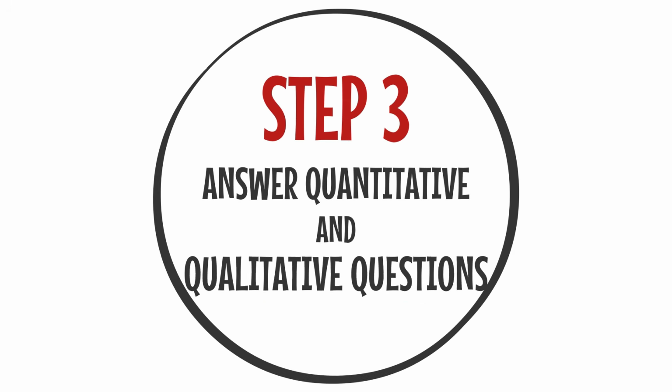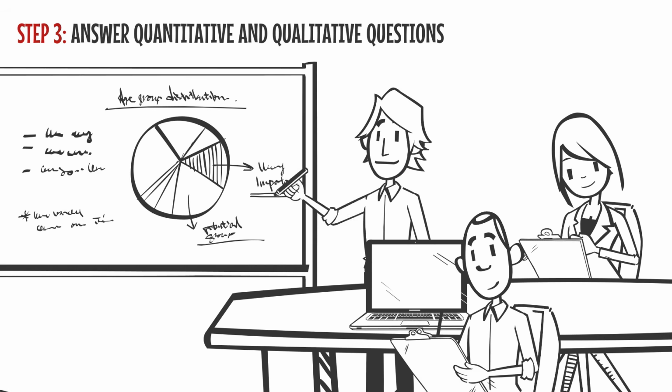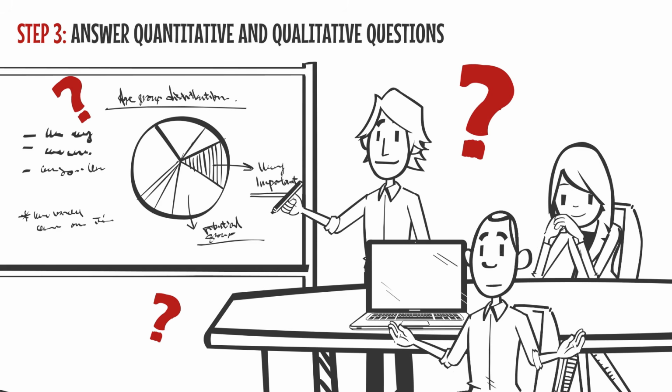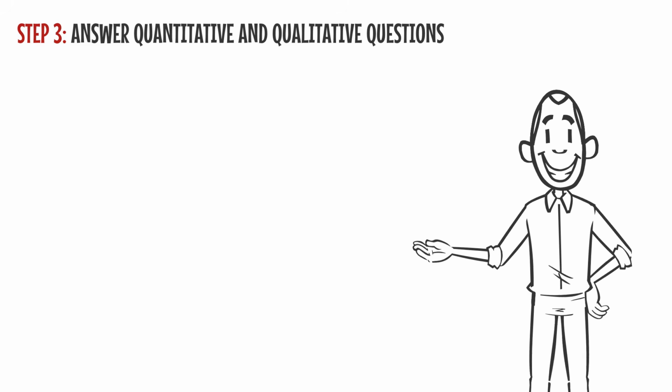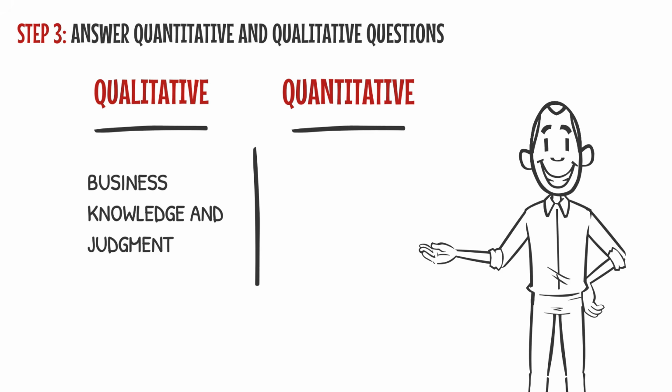Step 3. Answer quantitative and qualitative questions. Once your group has aligned on a framework to use, you can move on to the discussion. During the discussion, you will answer many of the questions that were raised in the framework that was created. Some of these questions will be qualitative, requiring only business knowledge and judgment to answer. Other questions may be more quantitative, requiring some calculations or estimations from the case information provided.